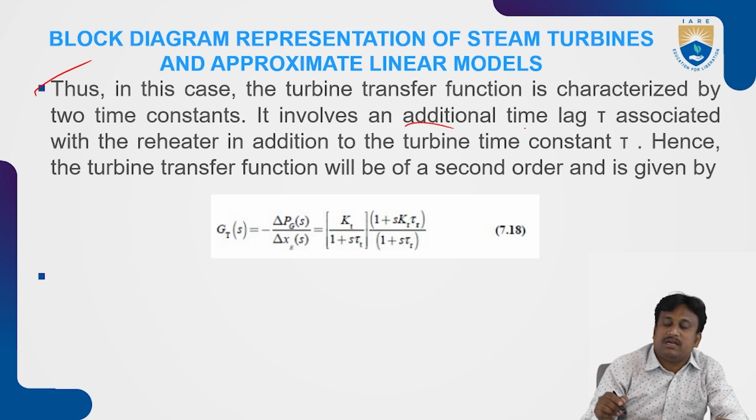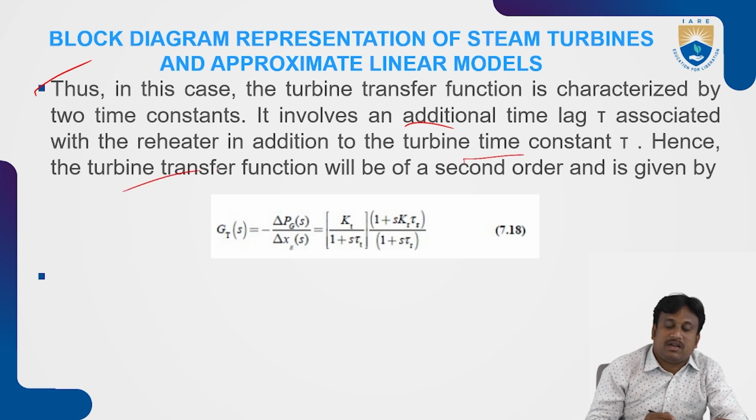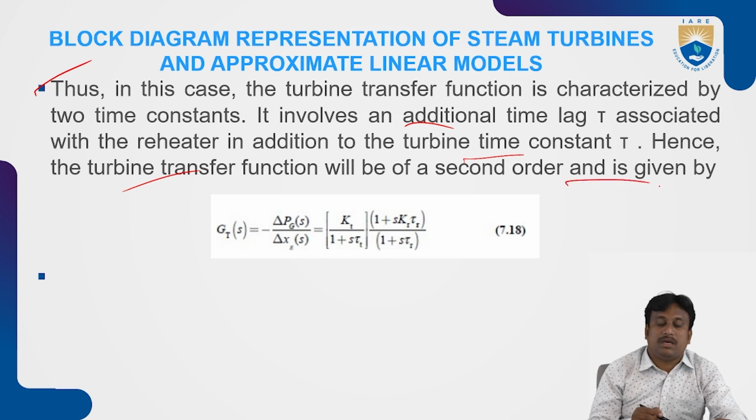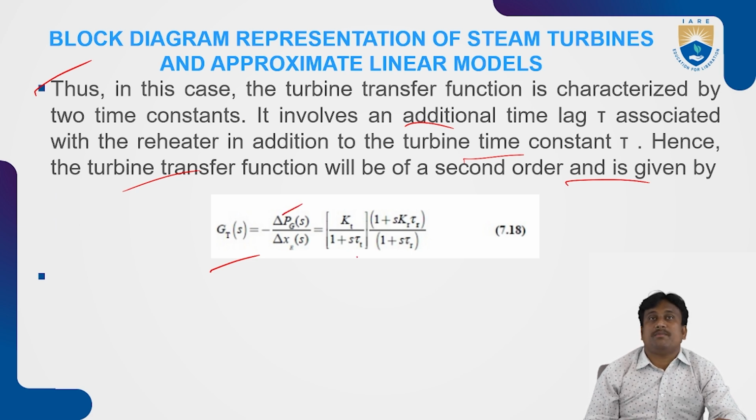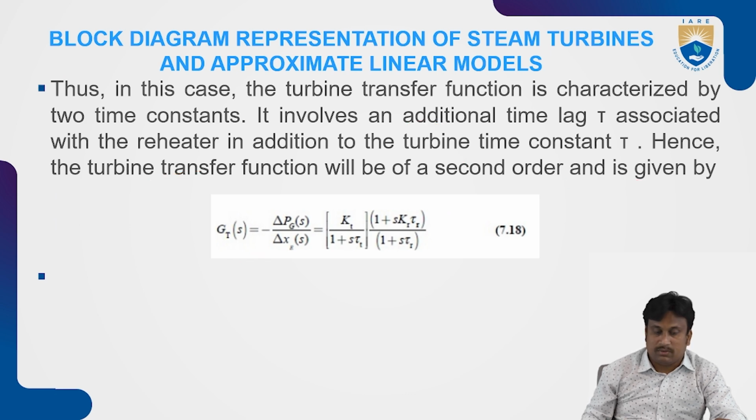So it involves an additional time lag T_r, which is associated with the reheater, in addition to the turbine time constant T_t. So hence the turbine transfer function will be of second order, and it is given by Gt(s), that is delta Pg(s) by delta Xc(s), which equals (1 + s K tau_r) by (1 + s tau_r)(1 + s tau_t). So this is the representation usually.